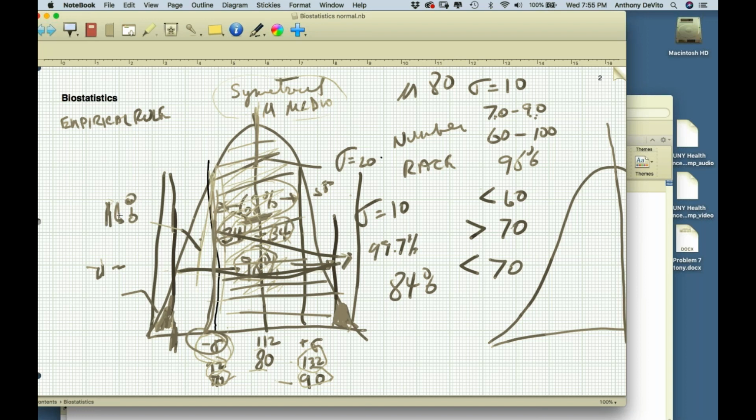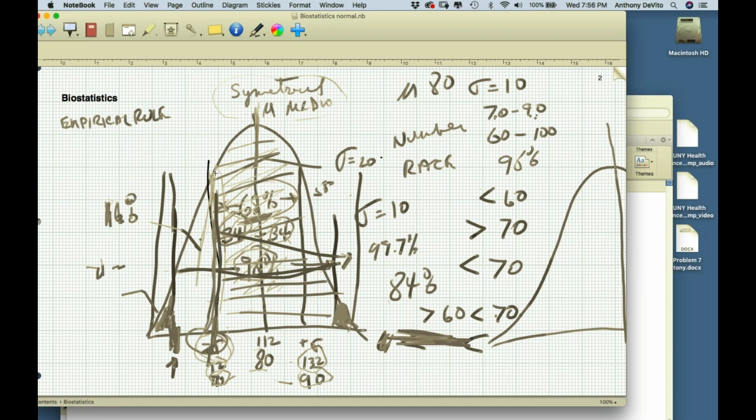Similarly, if I asked you what percentage was between... let me think about this a second. What percentage of this population is greater than 60, but less than 70? Between 60 and 70. Well, 60 is 2 standard deviations below the mean. 70 is 1 standard deviation below the mean.